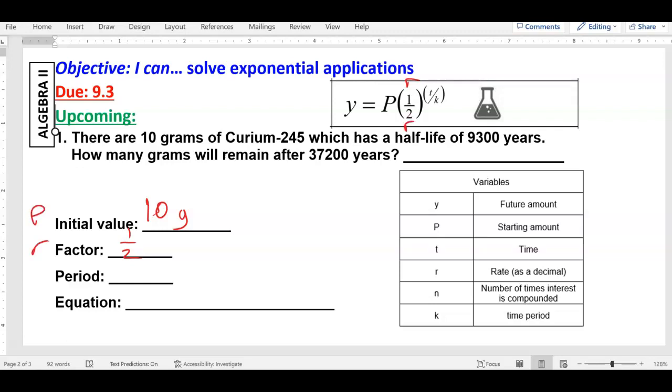By the way, the initial value is called the P for the principal. Now, what's the period? If it's a half-life, how long does it take to have a half-life? Okay, 9,300, right? If you read the problem, it'll tell you what the period is. It's right after the word half-life. 9,300 is my period, and that's K, by the way.